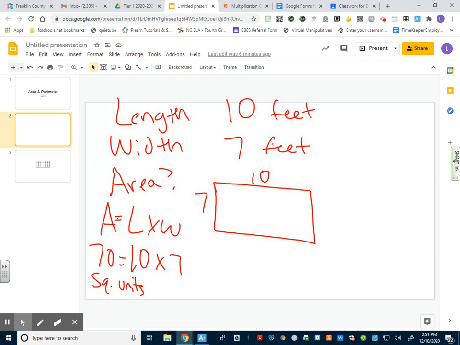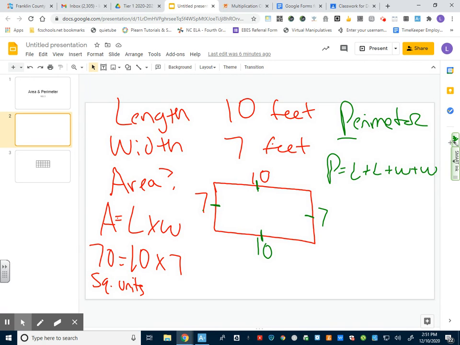Say we now want to find the perimeter of this. Well, remember, perimeter, P plus, that's adding up all 4 sides. So if I were to continue, I have a 10 and a 7. Opposite sides of a rectangle are the same. So if this side is 10, this side is 10. If this side is 7, this side is 7. So if I add all four sides, 10 plus 10 plus 7 plus 7.